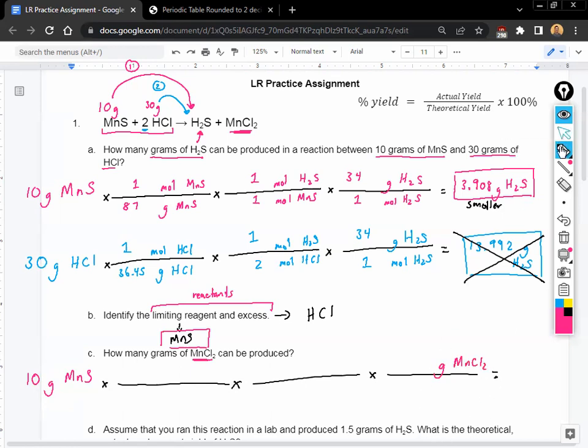Okay, so that's where I will end the lecture. You pretty much have everything you need to finish up this problem. Honestly, the only thing you need to calculate now is the molar mass of MnCl2. So I'll stop it right there. But if you guys have any questions, make sure you let me know. You guys can check your answers with me if you want.